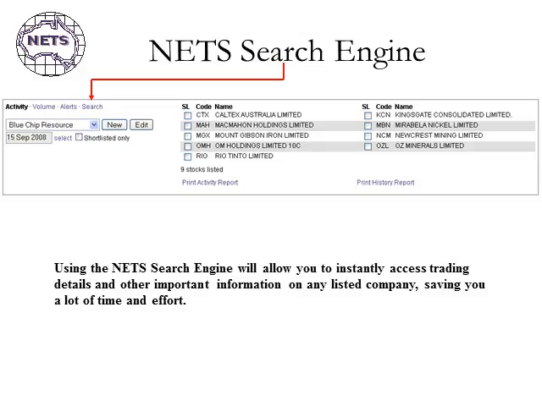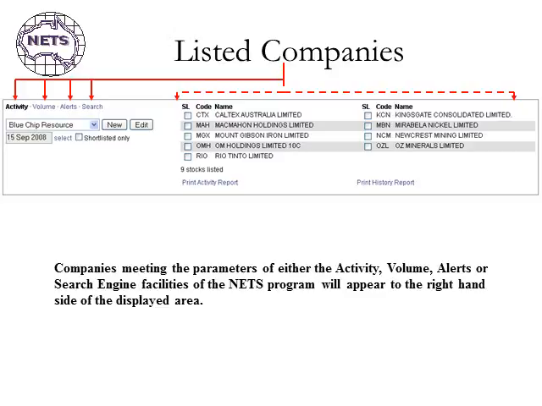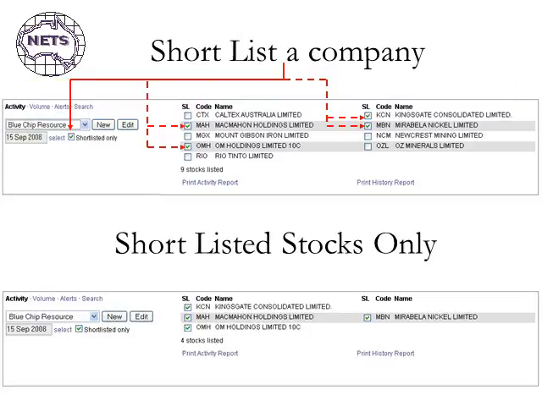Using the Nets search engine will allow you to instantly access trading details and other important information on any listed company, saving you a lot of time and effort. Companies meeting the parameters of either the activity, volume, alerts, or search engine facilities of the Nets program will appear to the right-hand side of the displayed area.